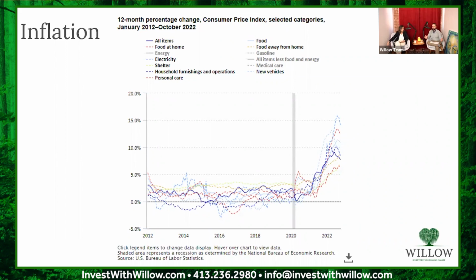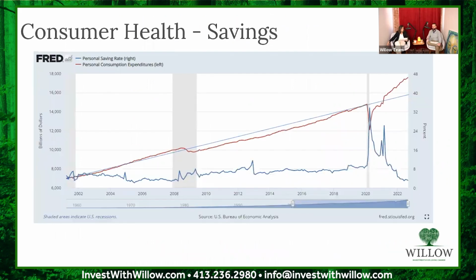Okay, so next slide, please, Christine. Consumer health and savings. So this chart is pretty intense. If you look at the top line here, is it red, Paul? Is that a red line there you see? Top red line is measuring personal consumption expenditures. Yes. So what people are spending.